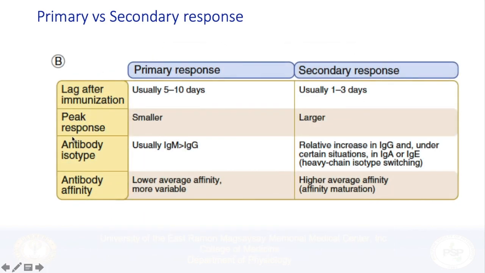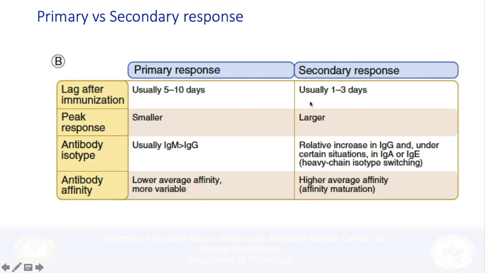Again, this is a table showing us the comparison of the primary and secondary response. The lag here means the time it takes. This is like latency in nerve conduction velocity, or EMG. After antigen exposure, there is a lag time before the antibody level increases, and this is usually 5 to 10 days during the primary response. But if you look at the secondary response, the lag is usually less. It's 1 to 3 days only.